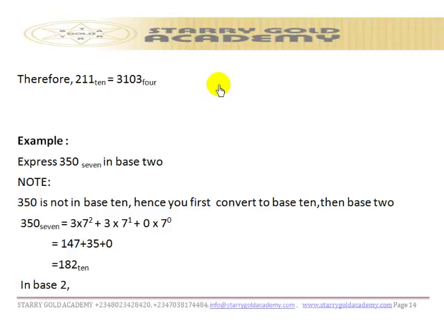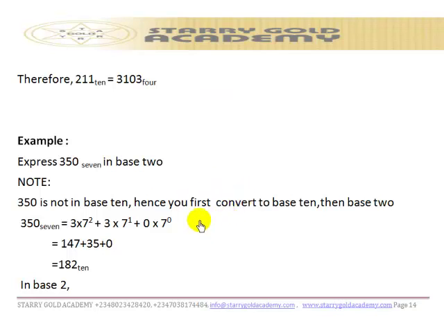If you are converting from base 7 to base 2, like I said, the number is not in base 10, it's in base 7. So what do you do? You convert first to base 10, then from there you convert to base 2. You are only permitted to convert directly if the number you are given is in base 10. But because this one is in base 7, you must first convert to base 10.